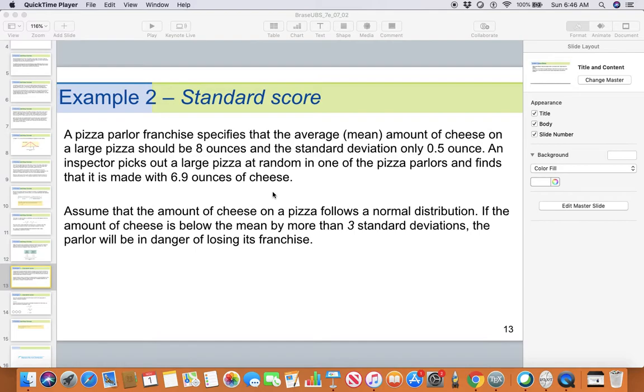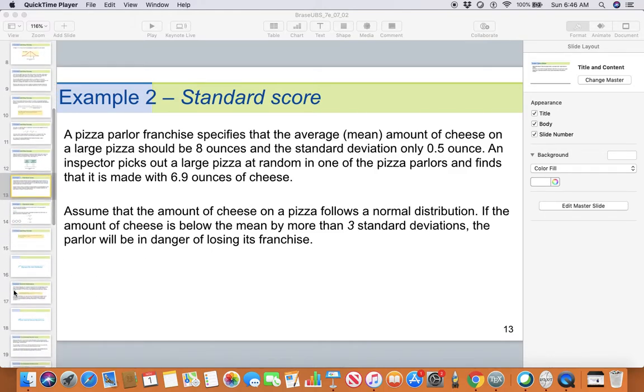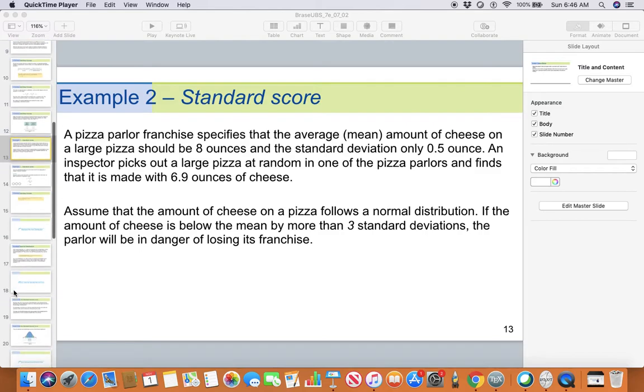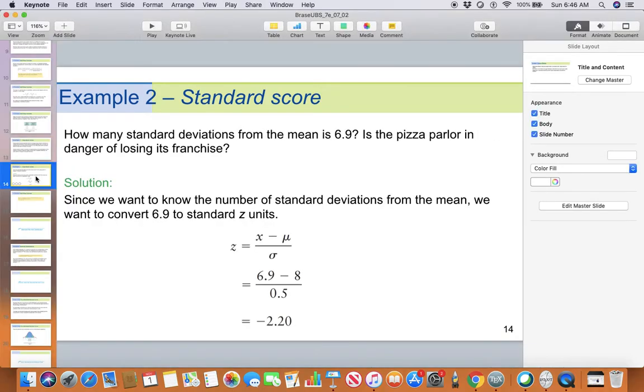Assume that the amount of cheese on a pizza follows a normal distribution. If the amount of cheese is below the mean by more than 3 standard deviations, the parlor will be in danger of losing its franchise. All right. Let's standardize our score.